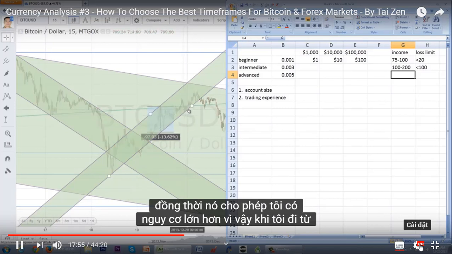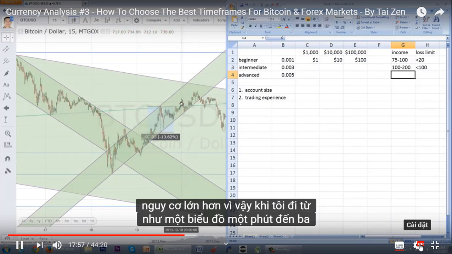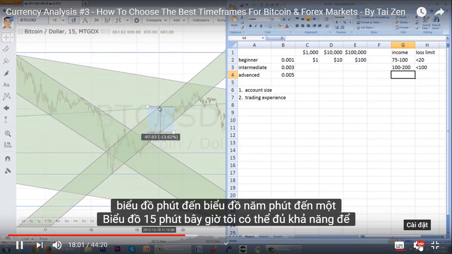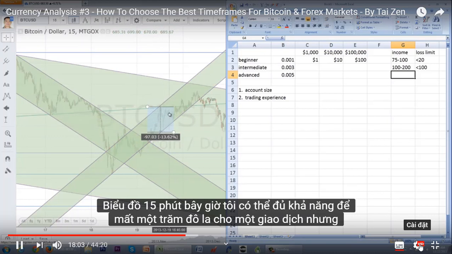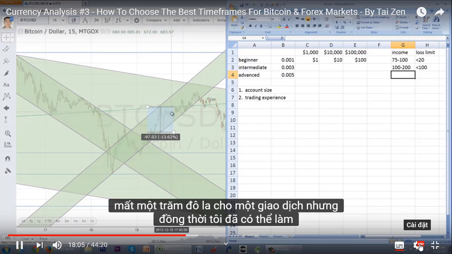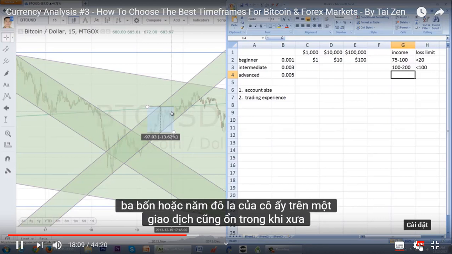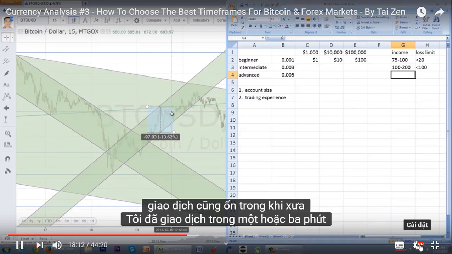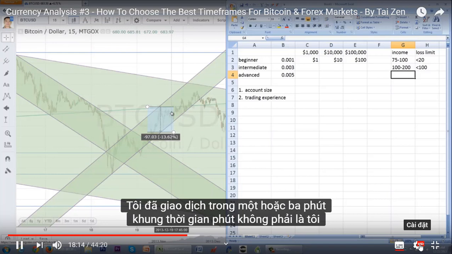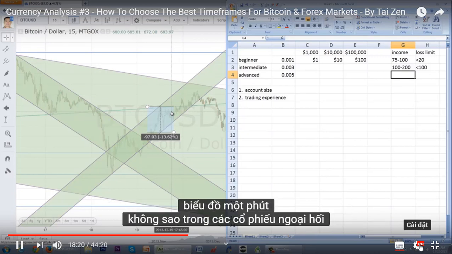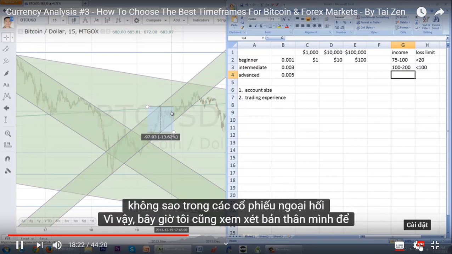So when I went from a 1 minute chart to a 3 minute chart to a 5 minute chart to a 15 minute chart, yes, now I can afford to lose $100 on one trade, but at the same time I was able to make $300, $400, $500 on a trade also. Whereas in the past when I was trading on a 1 minute or a 3 minute time frame, I never made a $500 gain trading a 1 minute chart. Not in the stocks and the Forex market.